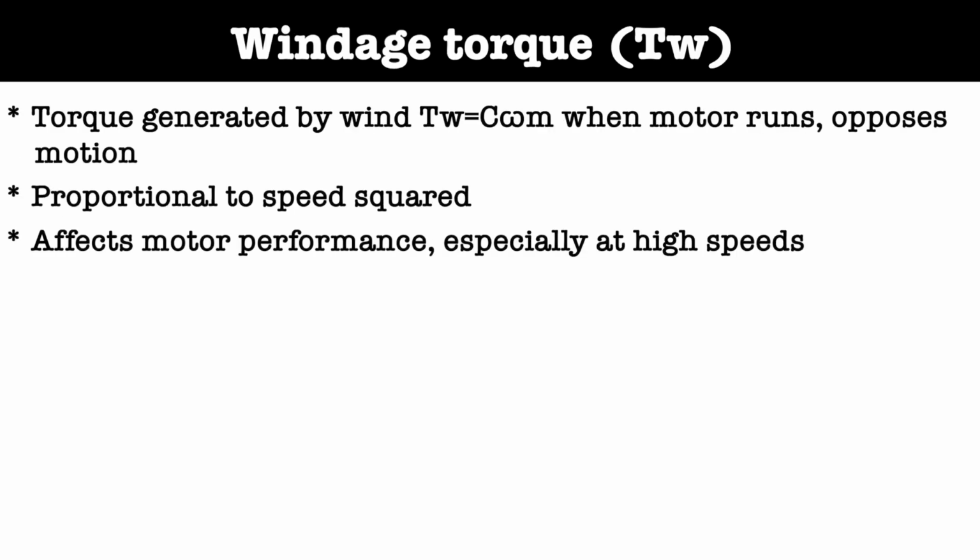The second component is the windage torque, that is, when a motor runs, wind generates a torque opposing the motion. This is known as the windage torque Tw. Windage torque is proportional to the square of the speed, given as T equals C into omega square.